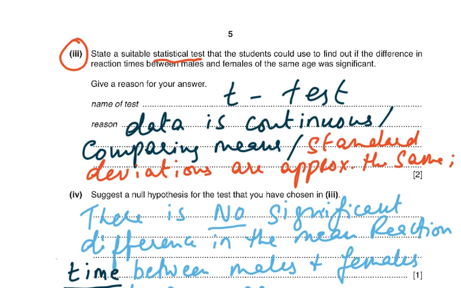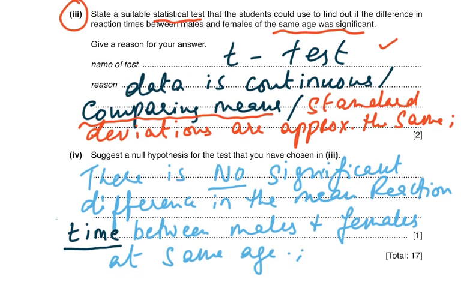Now, whenever we are comparing two sets of means, we always do the t-test. So this is what we had to say: the t-test to find out whether the difference in reaction times between male and females of the same age was significant. So you do the t-test. Why do you do the t-test? Because you're actually comparing means, or you could have said data is continuous, or you could have said standard deviations are approximately the same. So that is the reason why we would choose to do the t-test.